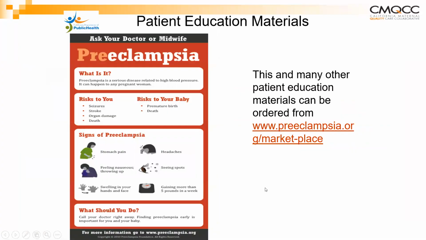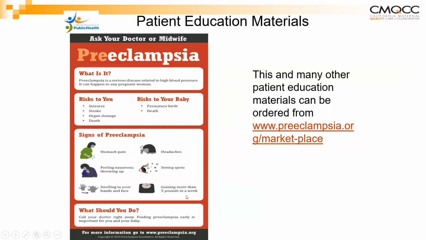When we're talking to any woman about pregnancy warning signs, we need to be discussing these education materials. These are actually available online. Many of the facilities are using these. Every woman needs this information. This is a very simplified version: what are the risks, what are the signs and symptoms, and what should you do.